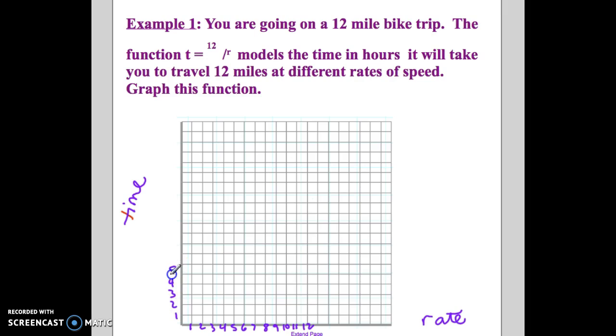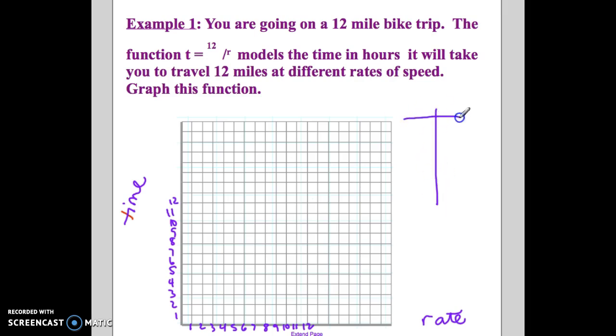So one thing you're going to notice is you cannot have the denominator equal 0 in this case. If the rate is 0, you're never going to finish the 12-mile bike race. So the time is not going to happen. You're not going to be able to figure this out.